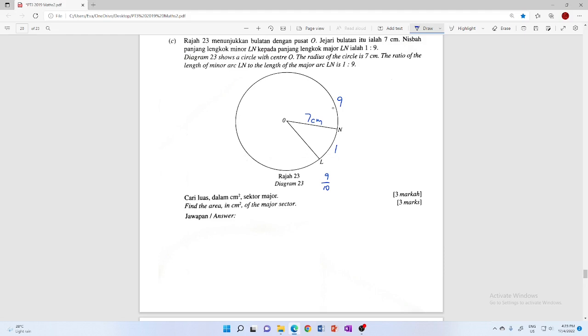And the area of a circle is pi r square. So we find out the area of the major sector, that is the fraction 9/10 times the area of the total circle. Area of a circle is pi r square. Pi is 22 over 7. R is 7 square. That's equal to 138.6 cm square.